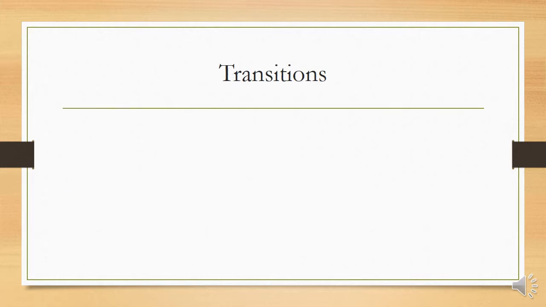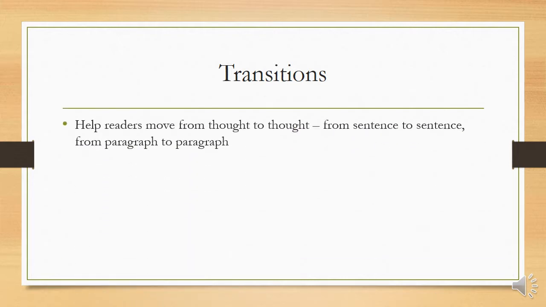Okay, finally our transitions. So you have the thesis, the argument of the whole paper. You have the topic sentences, the arguments of each paragraph that support the thesis. Transitions are the connections between those little arguments, between those paragraph topics. If you've got 3 or 4 things that support your thesis, what is their relationship? Why are they all in the same paper? That's where transitions come into play. So they help readers move from thought to thought, from sentence to sentence, from paragraph to paragraph.